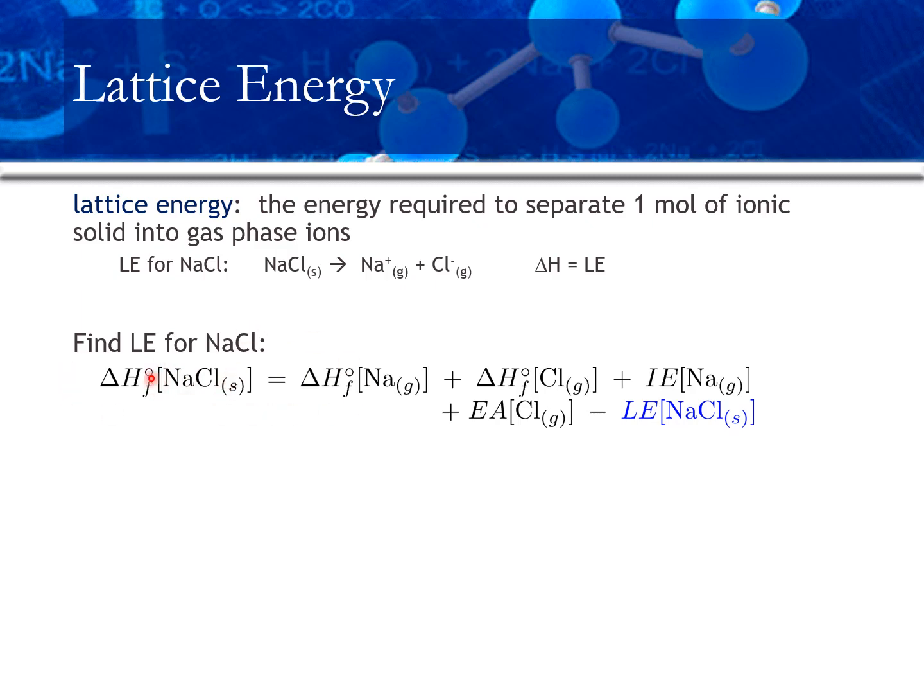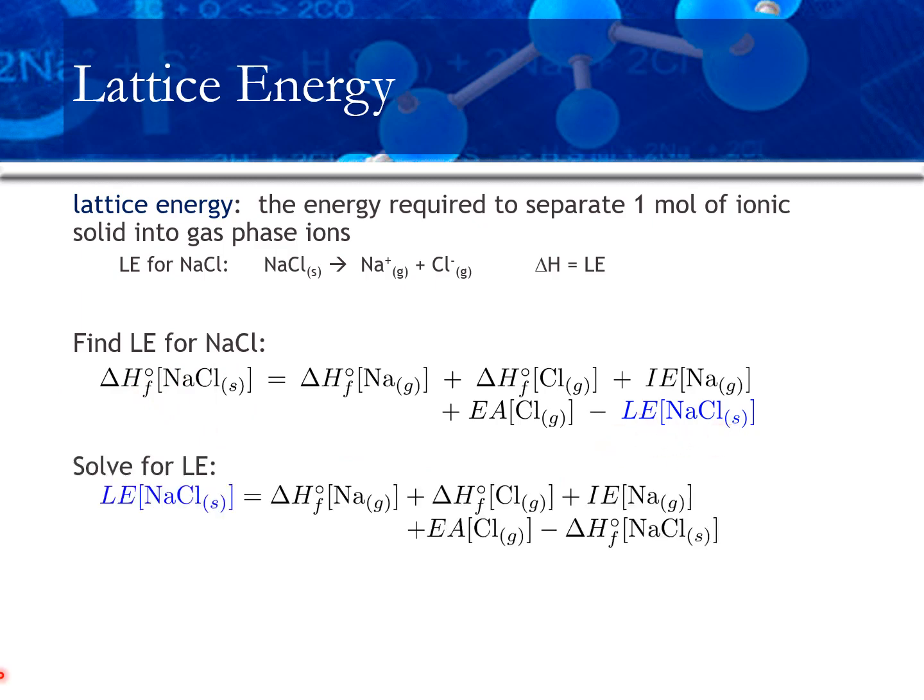So let me just rearrange this equation and solve for what I've highlighted in blue, the lattice energy. So we move the lattice energy from the right-hand side of the equation over to the left, change its sign. We subtract the heat of formation of sodium chloride from both sides. That gives us a minus delta H_f of sodium chloride on this side. And now everything on the right-hand side in this equation we can look up numerical values for and calculate the lattice energy. And here they are.